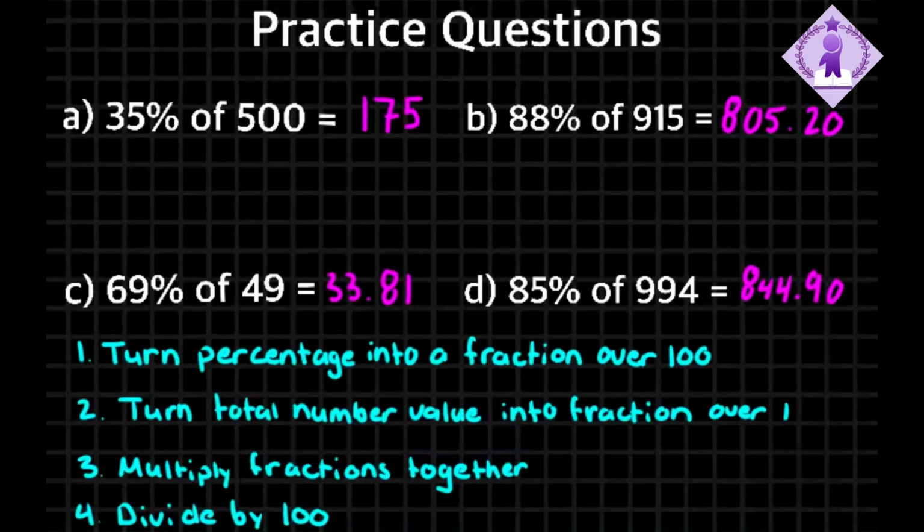On screen are some practice questions. Try to solve these using the steps described in the video and see if you can come up with the same solutions provided. Remember to follow the 4 steps in our video. 1. Turn percentages into a fraction over 100. 2. Turn the total number value into fraction over 1. 3. Multiply fractions together. And 4.